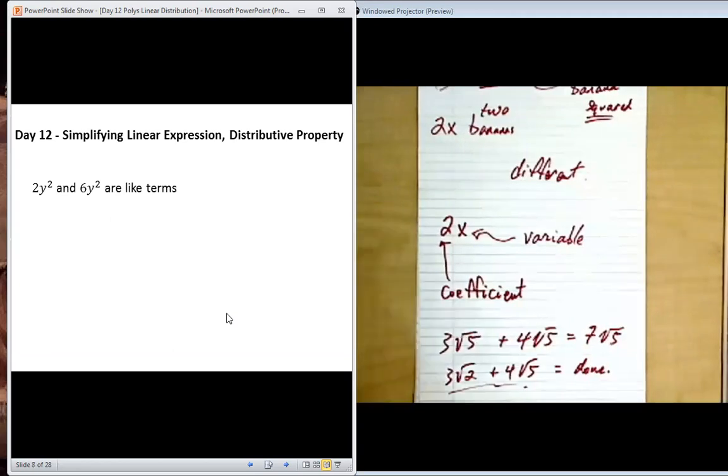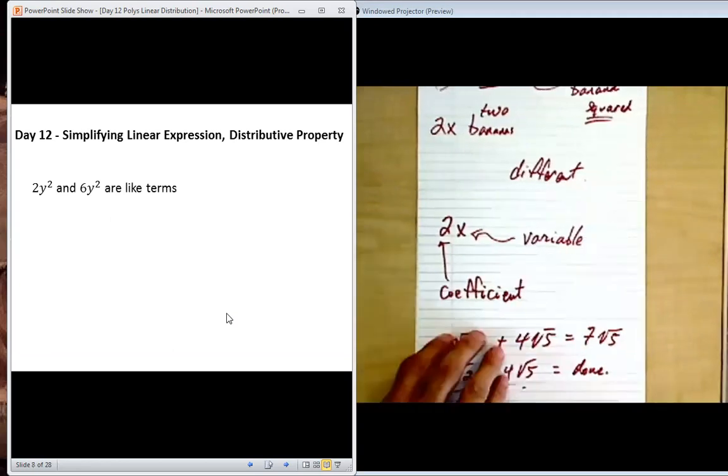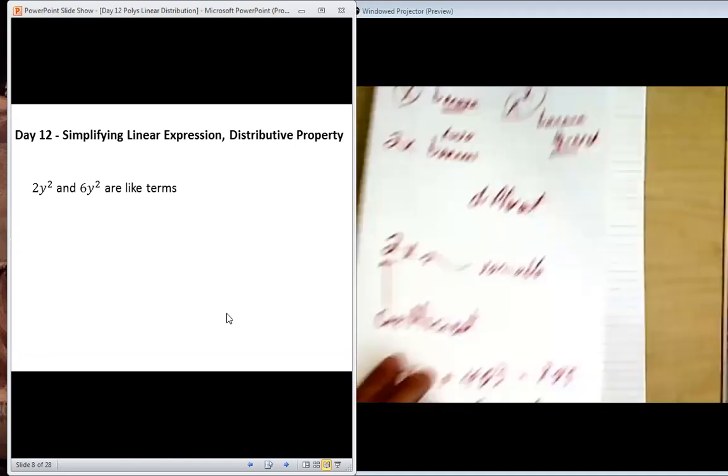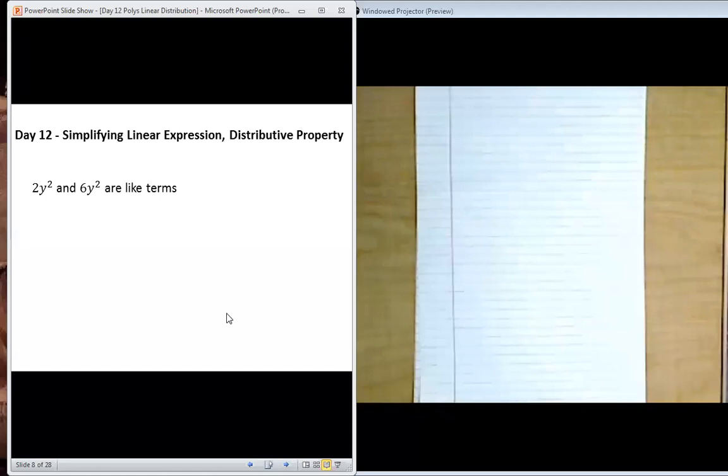Let's look at these ones. Both y squares, right? So if we added those together, what would we get?